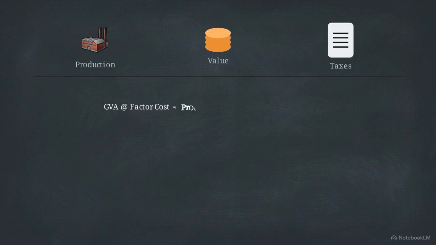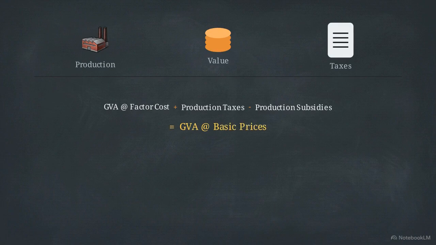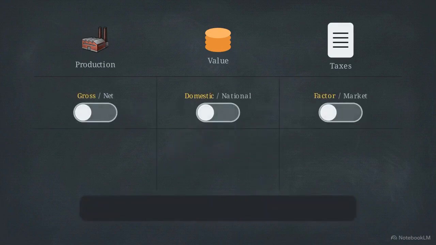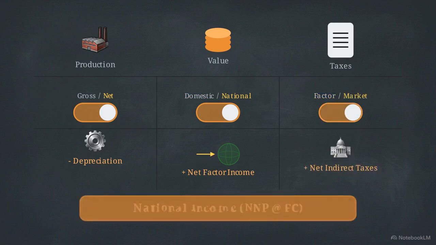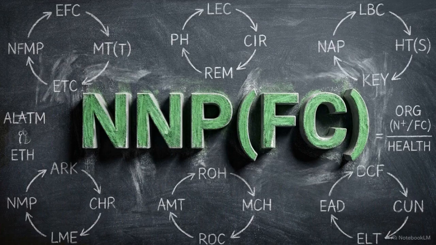Gross value added at basic prices equals the GVA at factor cost, plus production taxes, minus production subsidies. We use three specific toggles to transform this data. First, to move from gross to net, we subtract depreciation. Second, to move from domestic to national, we add the net factor income from abroad. Finally, to convert from factor cost to market prices, we adjust for net indirect taxes. Among these combinations, one identity stands alone: net national product at factor cost. This is the formal definition of national income.